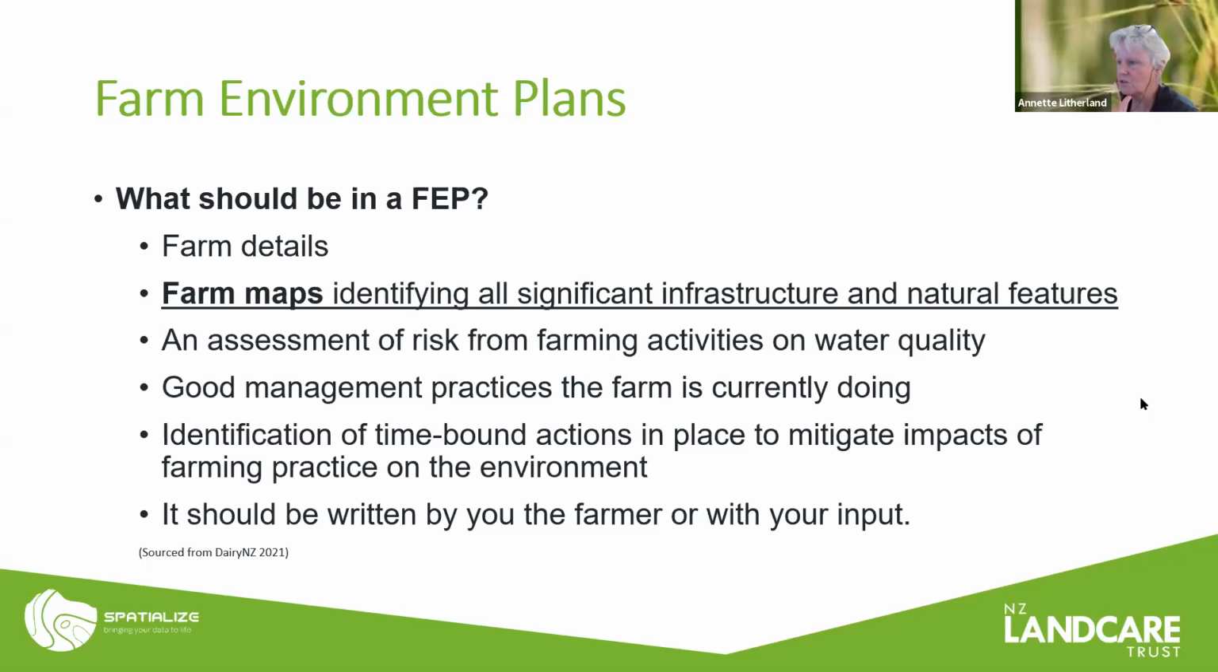Then the next thing that your plan must have is identification of some actions. Take some before and after photos so that you can demonstrate what you're doing, and design your farm environment plan around water to try and get those aspects that are below the green level, the good level. Really focus on getting the water quality in your catchment into that green level, and then you shouldn't have any problems. So focus on those key issues.